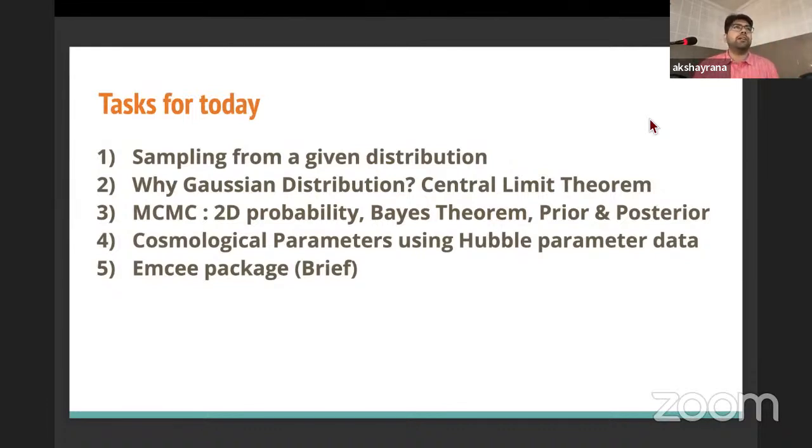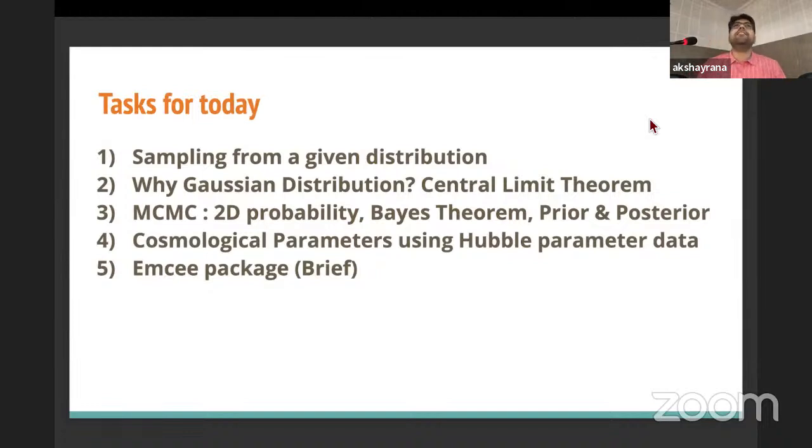Because the whole analysis that we'll be doing will be based on PDFs, probability distribution functions. Either you are going to write down a likelihood, a prior, or a posterior. We will come across these terms in a while. All these are going to be probability distributions, so we must know how we can generate those.